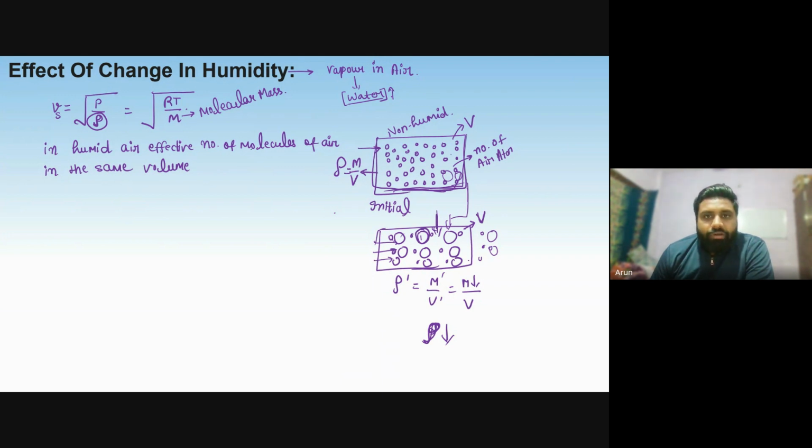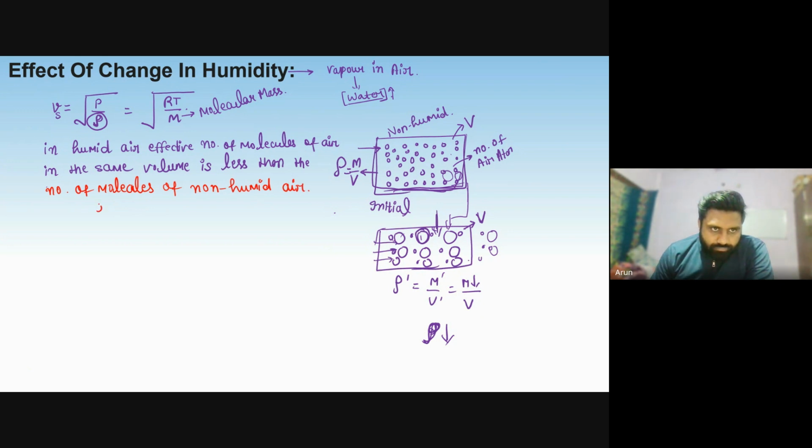So in humid area, the effective number of molecules of air in the same volume is less than the number of molecules of non-humid air. So density decreases.